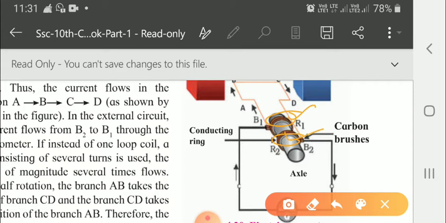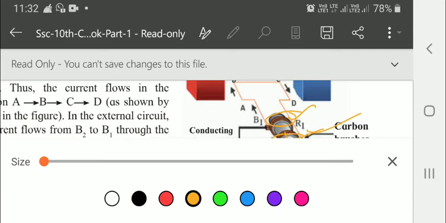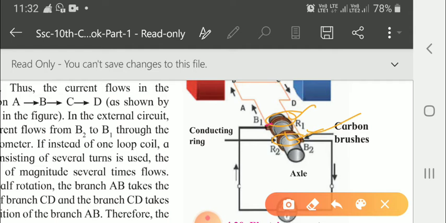Now here again carbon brushes are there, labeled as B1 and B2. I'll show with different color. Carbon brushes here you can see, B1 and B2. These are the external, stationary carbon brushes, and they are connected to the galvanometer. Now children, we'll see it is showing the direction of the current in the circuit.